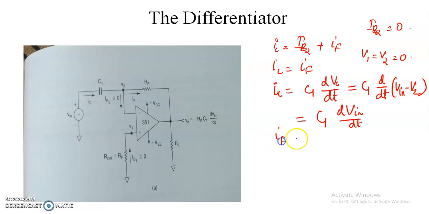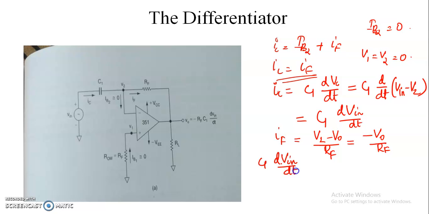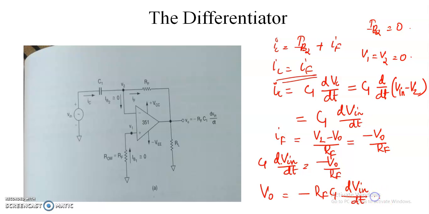Similarly, the current through the feedback network IF equal to V2 minus VO divided by RF. Since V2 equal to 0, we get IF equal to minus VO divided by RF. So by equating these two currents, we obtain C1 dVin by dt equal to minus VO by RF, or the output voltage VO equal to minus RF C1 into dVin by dt. So the output voltage is the derivative of the input voltage Vin multiplied by minus RF C1. The negative sign shows that the output and input waveforms are out of phase.